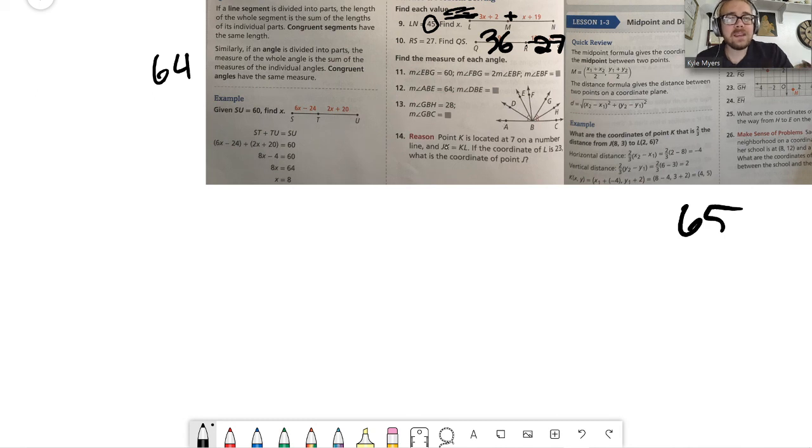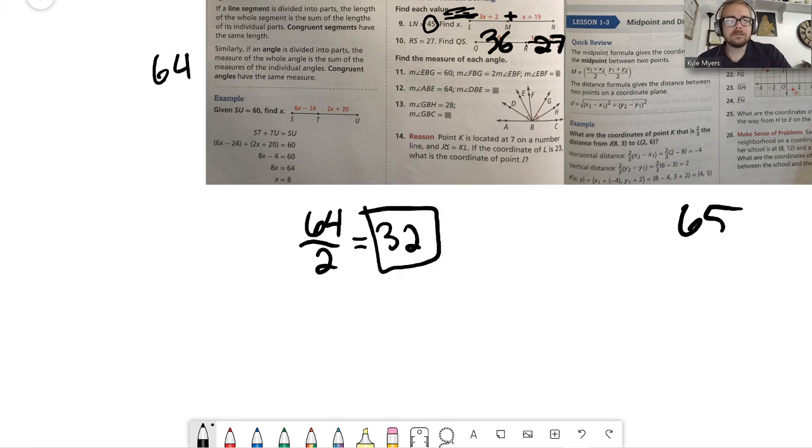Well, ABE, if that's 64, then each of the little pieces would have to be half that much. So 32. So from A to D, that's 32. And then from D to E, that's 32. 32 plus 32 is 64. Okay. And now we need to know what DBE is. Okay, I think I covered up D because I don't see it. There it is, DBE. Oh, well, that's 32. Boom, done. All right, so the answer to 12 is 32. All right, moving on.